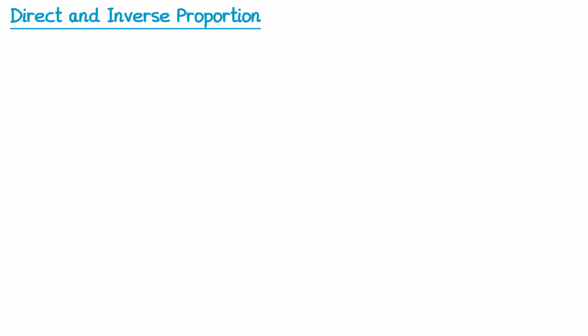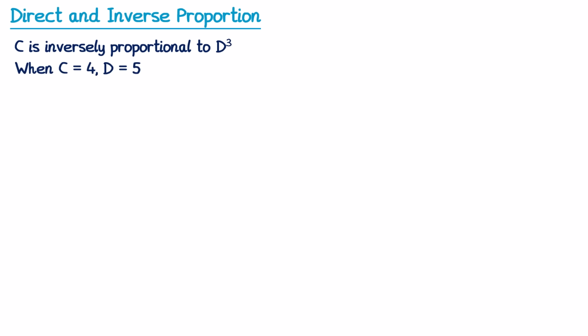So we're going to stick with inverse proportion again, but this time c is inversely proportional to d cubed. And we'll have some values of c and d, and we need to work out the value of c when d is equal to 2. So this is another example of a question where they haven't asked you to work out that equation connecting c and d, but we're going to need to do it anyway.